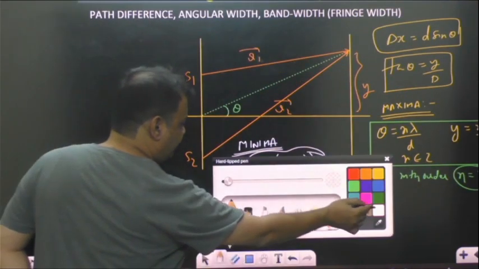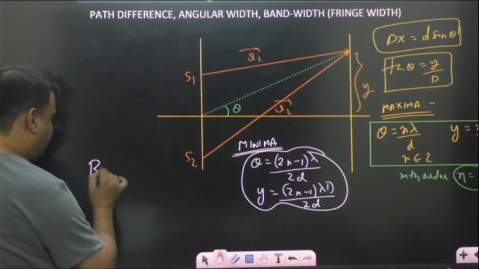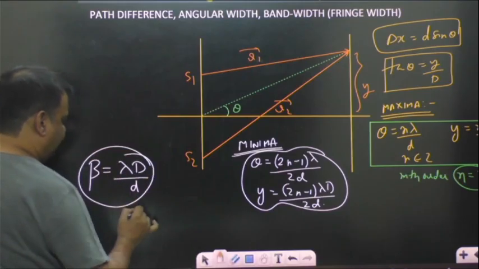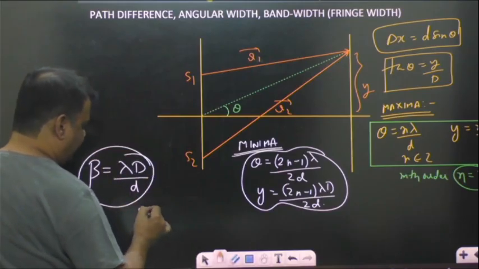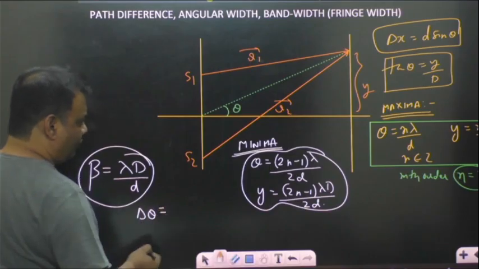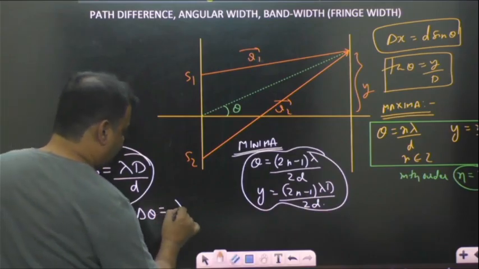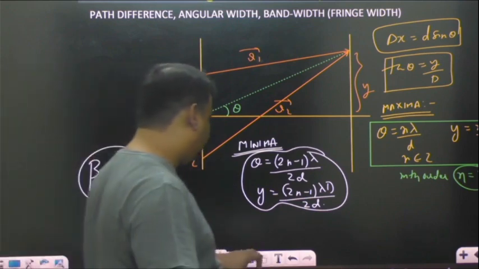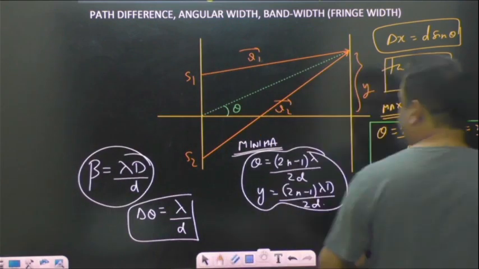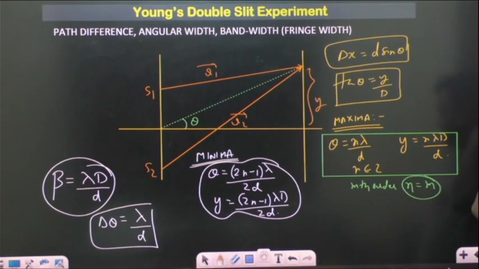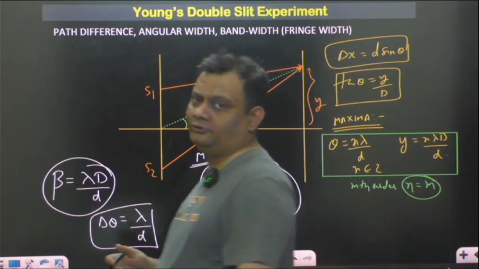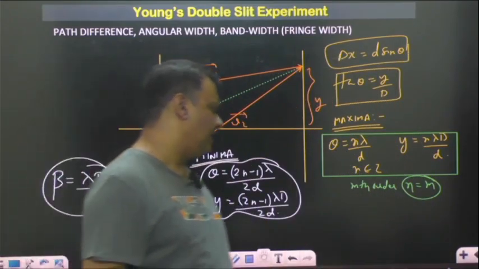Then we have seen the fringe width, the bandwidth, beta, the formula was lambda capital D by small d, and the angular separation, that is the angular width between two consecutive maxima or two consecutive minima, this will be lambda by small d, correct? So these are some of the formulas which you will keep on fingertip for solving the problems. Okay. Now in today's lecture, we will be applying these formulas for solving some of the numerical exercises.